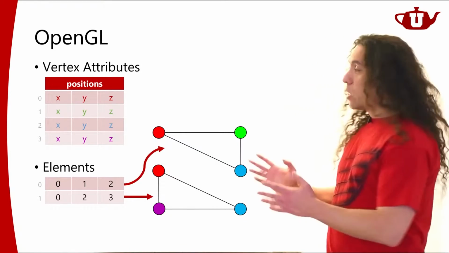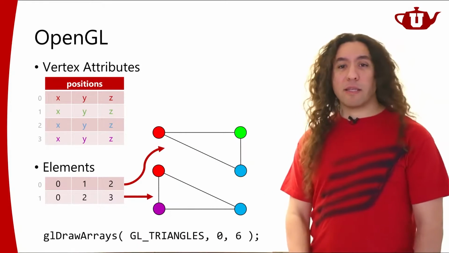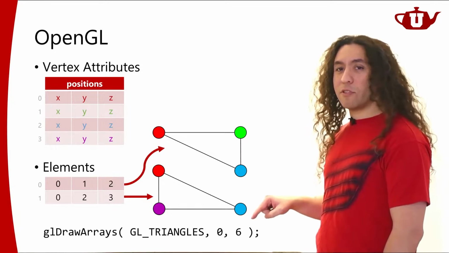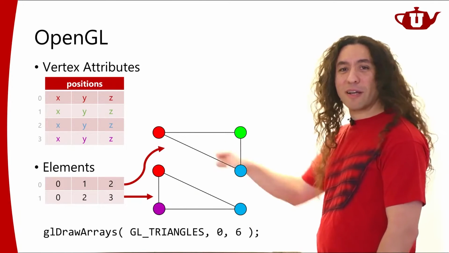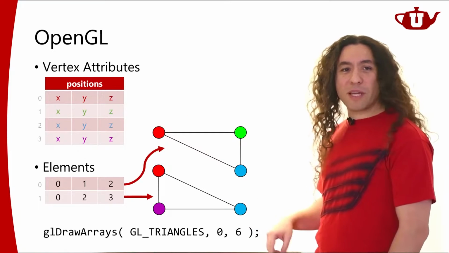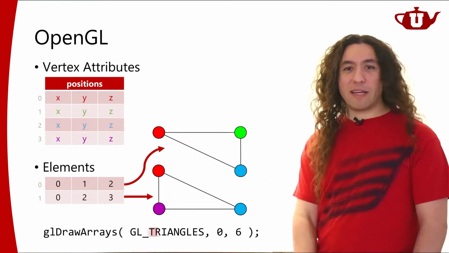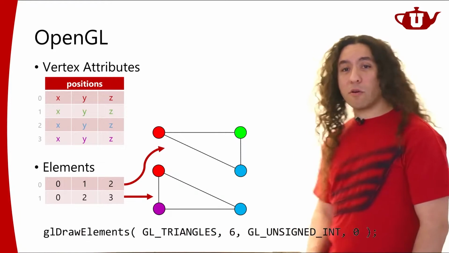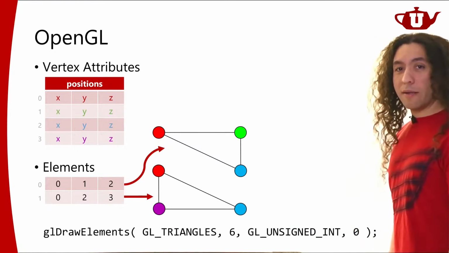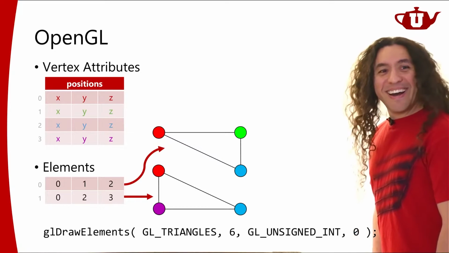And once we have that, instead of using GL draw arrays with triangles like this, this is not going to work because I haven't duplicated vertex data. So nope, this is not working out. I'm going to be using a different call that's going to look like this.